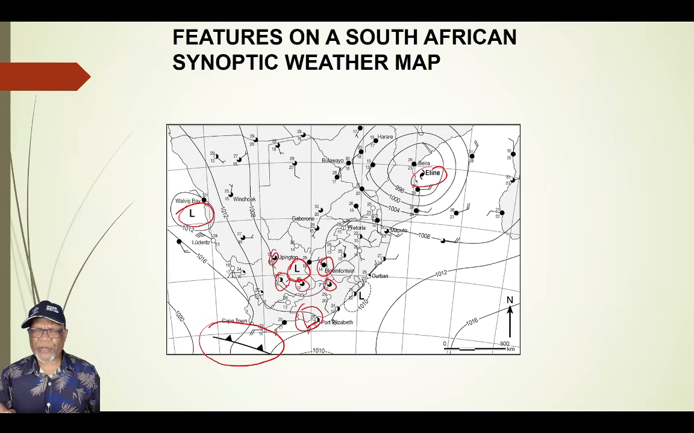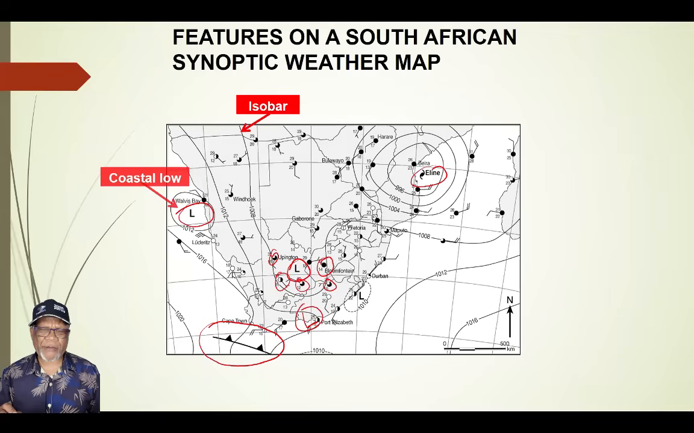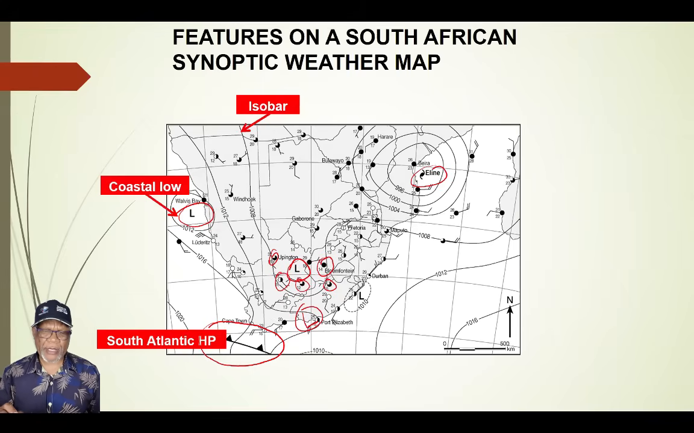So let's look further into the synoptic weather map. What do we see here? We see isobar. Every grade 12 learner should know that isobar is a line joining places with the same atmospheric pressure. And then what do we have there is coastal low, as we have explained what a coastal low is. And then what do we have there? This side, you have your South Atlantic high pressure cell.